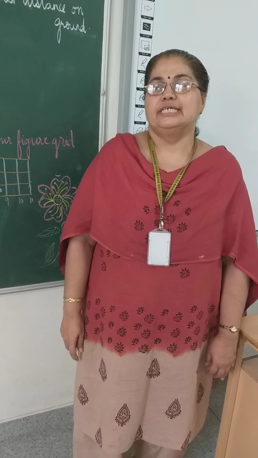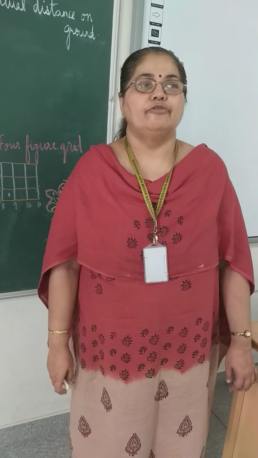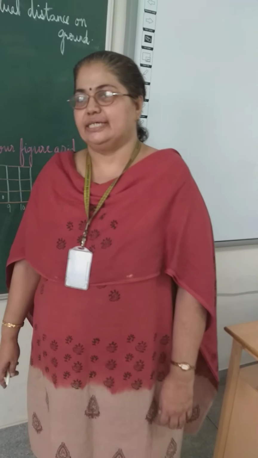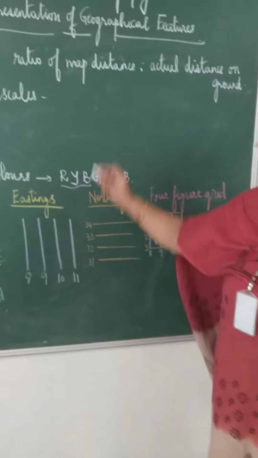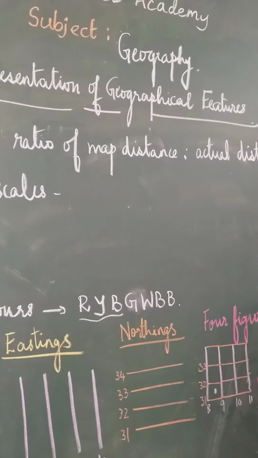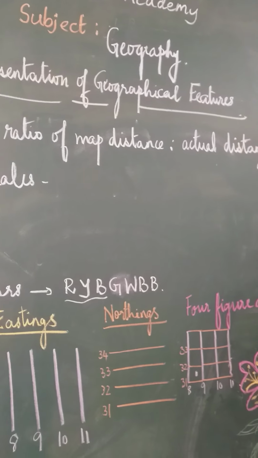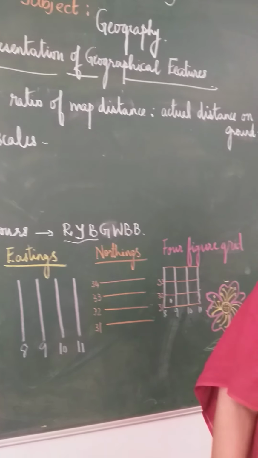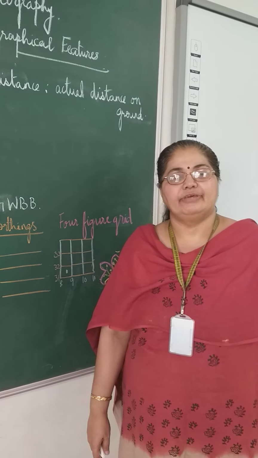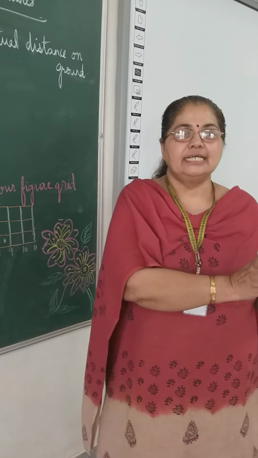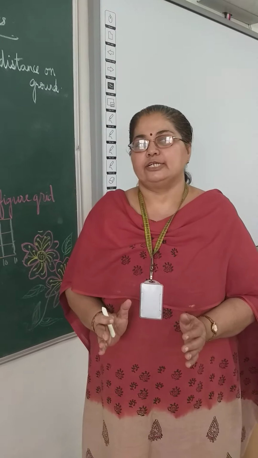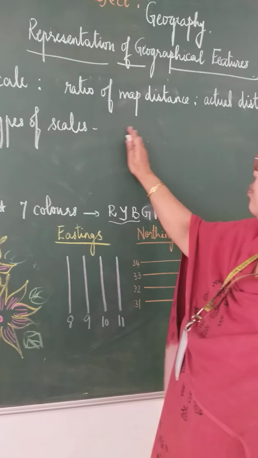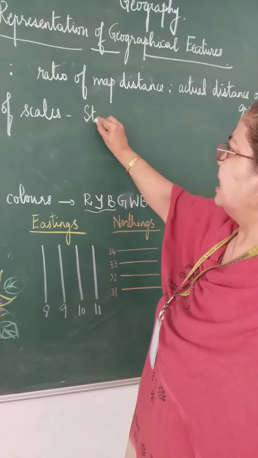Next we move on to the second element, that is the scales of a map. And we learned that scale is the ratio between the map distance to the actual distance on the ground. For example, if a toy car is 10 centimeter but the actual length of the car is 400 centimeter, I would say 10 is to 400. This is just an example that I am giving for you to understand what is the reduced size towards the actual size. Then we have the types of scales that we learnt, and one was the statement scale.